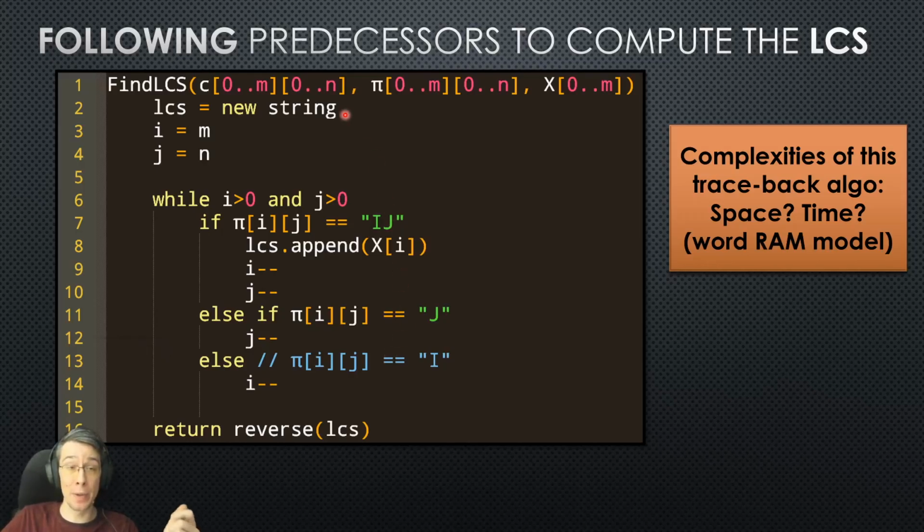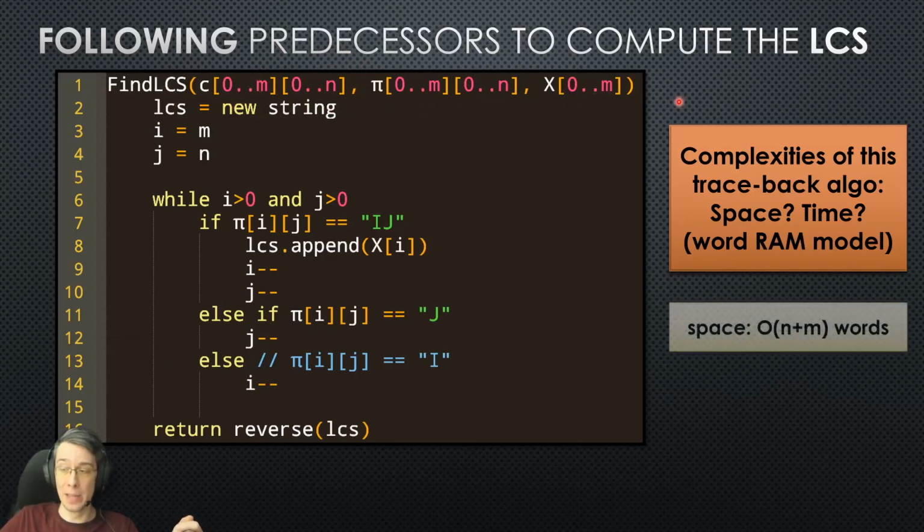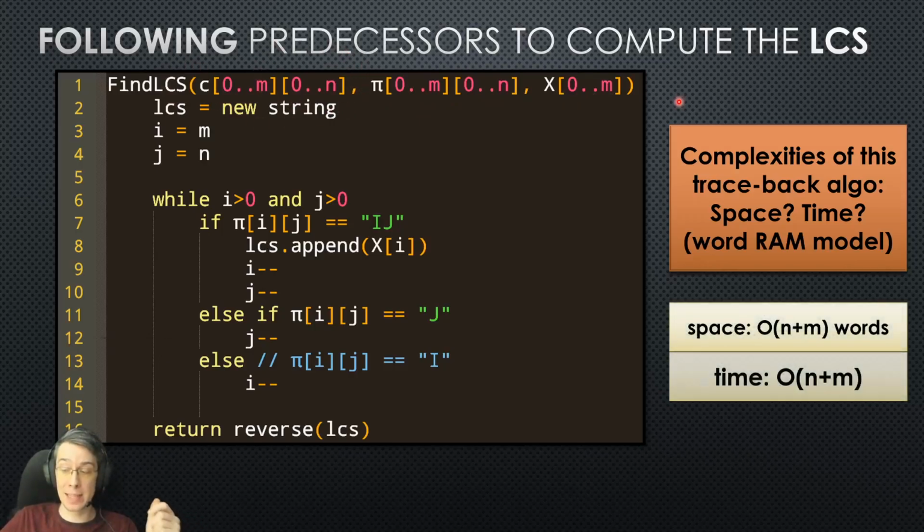And note that when we're computing a space complexity, we exclude the input variables. So even though these are bigger than order m plus n, we don't count them. So this is order n plus m space in terms of words. It's order n plus m words. And the time is order m plus n steps.